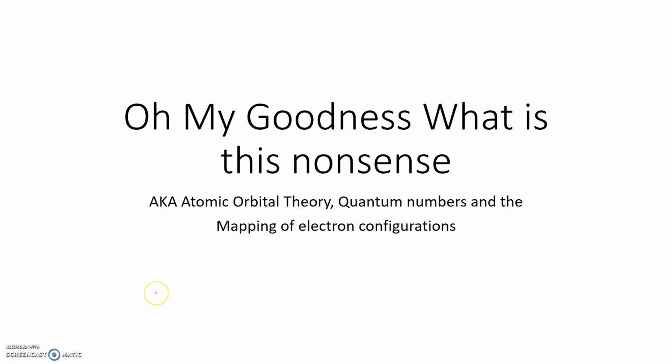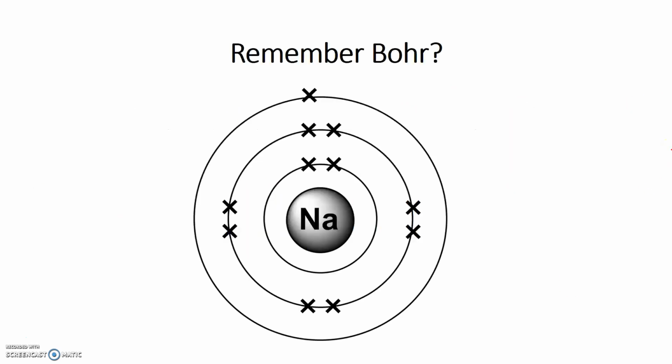And so on. So the goal of this video that I'm posting is to give you a broad overview as to where we're going in this unit, what you in broad strokes need to understand, and trying to tie it back into what you're already comfortable with and what you've seen before in general chemistry, though you may not remember it. Okay, so this is about atomic orbital theory, quantum numbers, and the mapping of electron configurations.